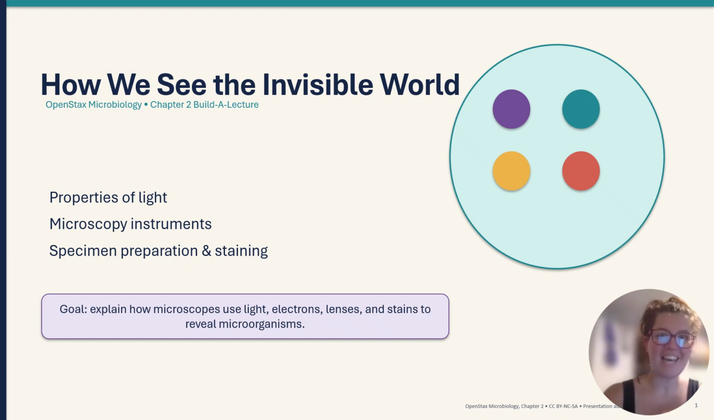Hello. So today I'm going to just be discussing chapter 2 from the microbiology book. This chapter explains the properties of light and how microscopes work and the different types of microscopes used in microbiology. And some common staining concepts, techniques that identify the microorganisms.